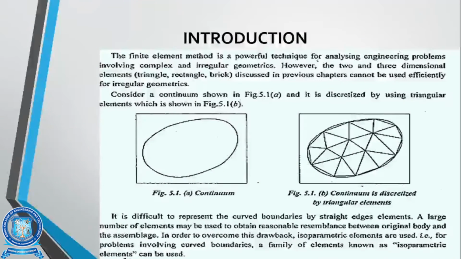In the last unit itself, we saw about continuum, what is meant by continuum and how we are going to discretize the continuum with triangular elements. So the same concept runs throughout the entire course. Here we are going to see about the isoparametric formulation.